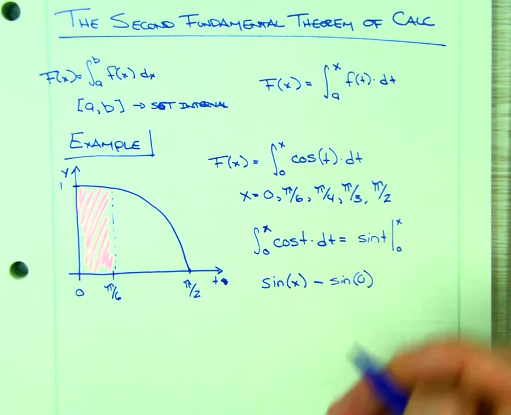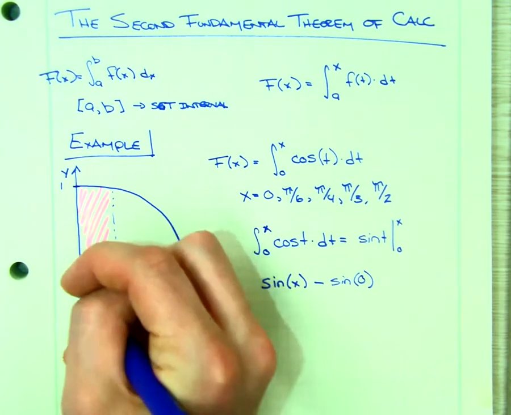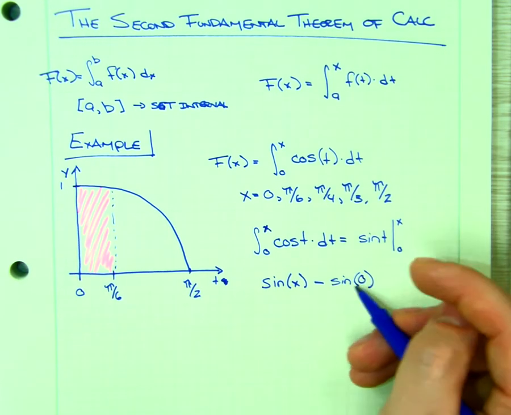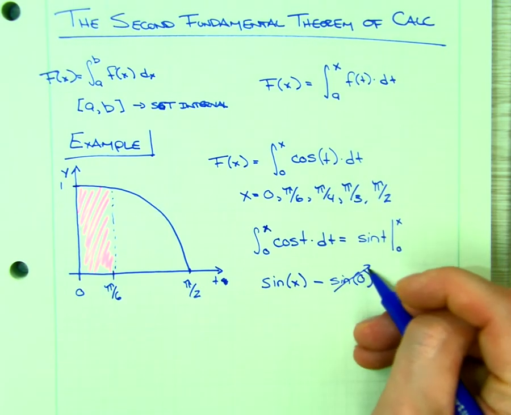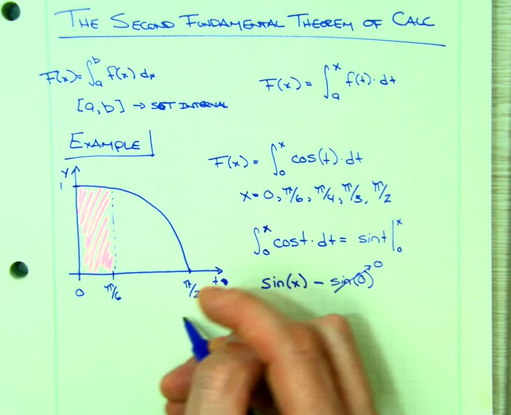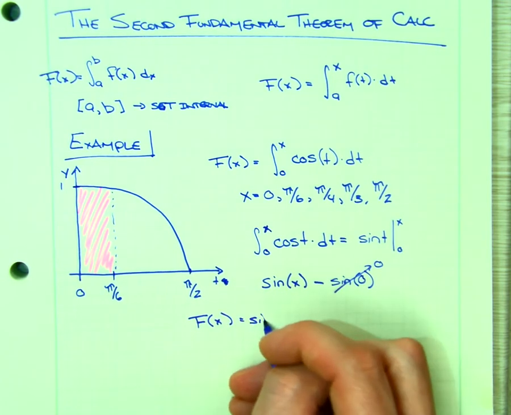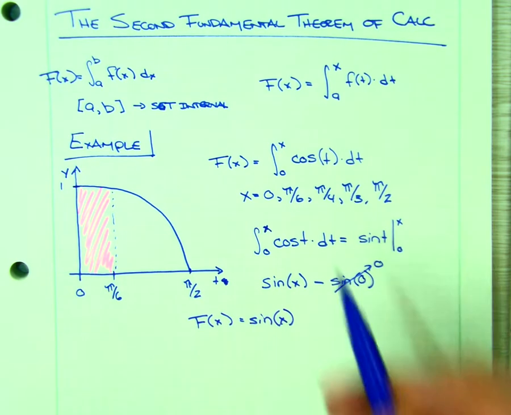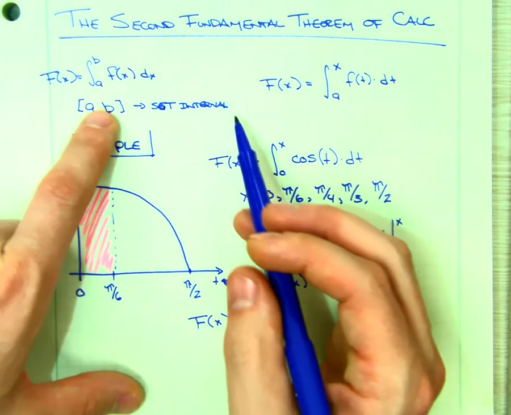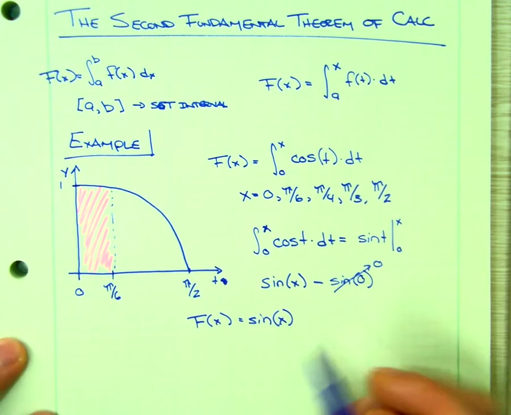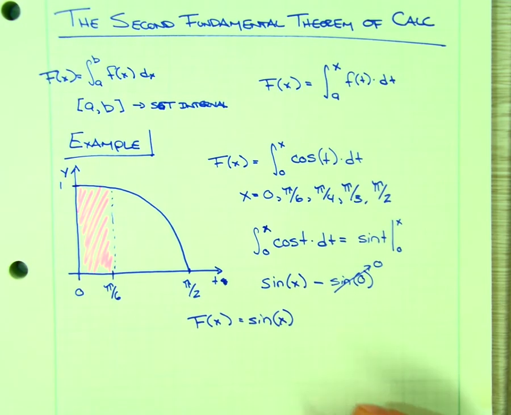Once again, x is a variable, 0 is a constant. I know I'm always starting from 0 in this case. Now the sine of 0 is just going to be 0. So all of a sudden, I've got this function, f of x is just going to be equal to the sine of x. So I started with this really ugly calculus thing. It's talking about the area underneath the curve. I end up with the function equal to the sine of x.